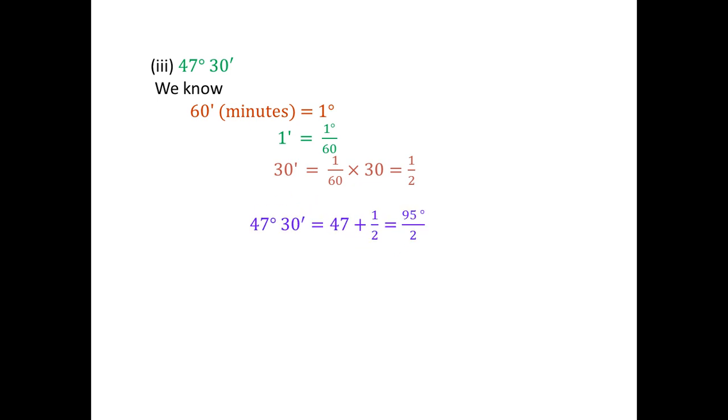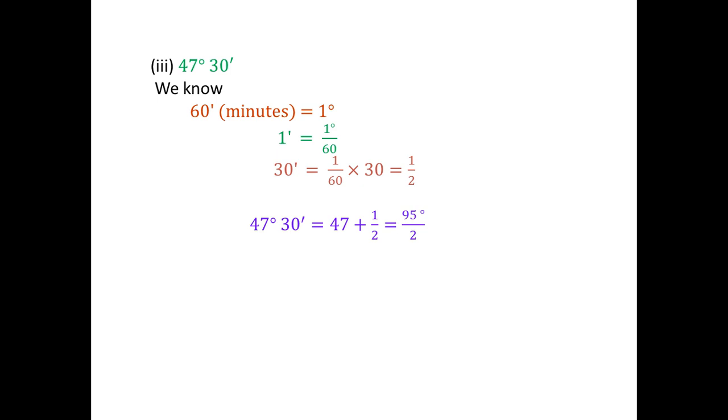Next is 47 degree 30 minutes. Same. Again, we know 60 minutes is equal to 1 degree and 1 minute equal to 1 by 60. 30 minutes is equal to 1 by 60 into 30, which is 1 by 2. So 47 degree 30 minute can be written as 47 plus 1 by 2. After simplifying, we get 95 by 2 degree.